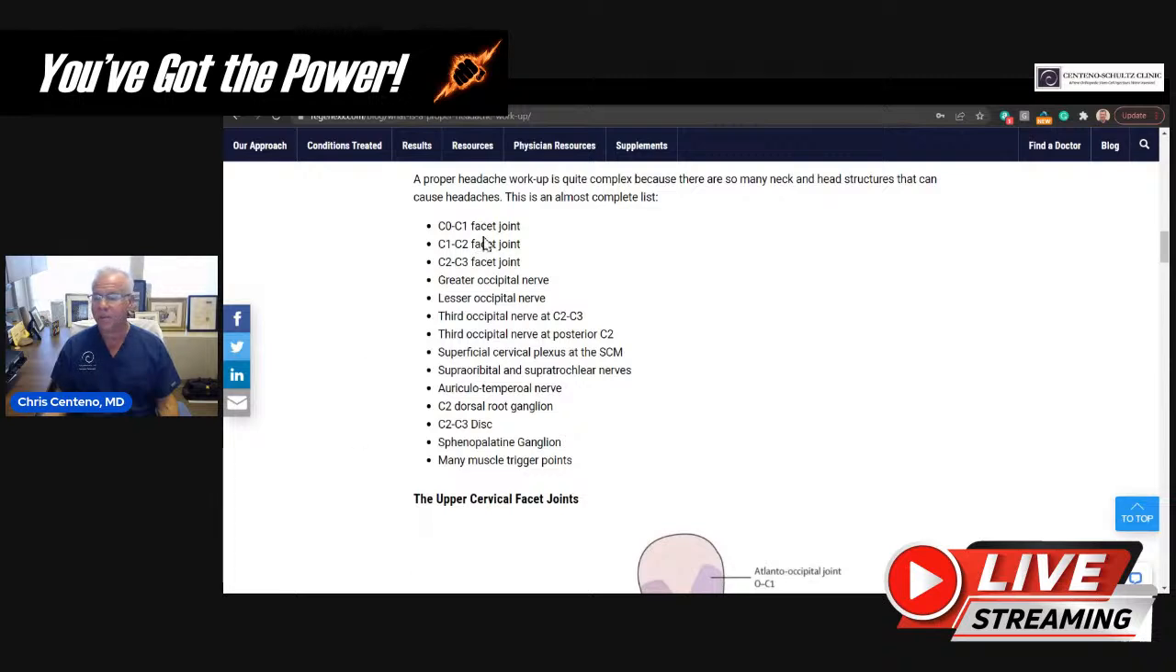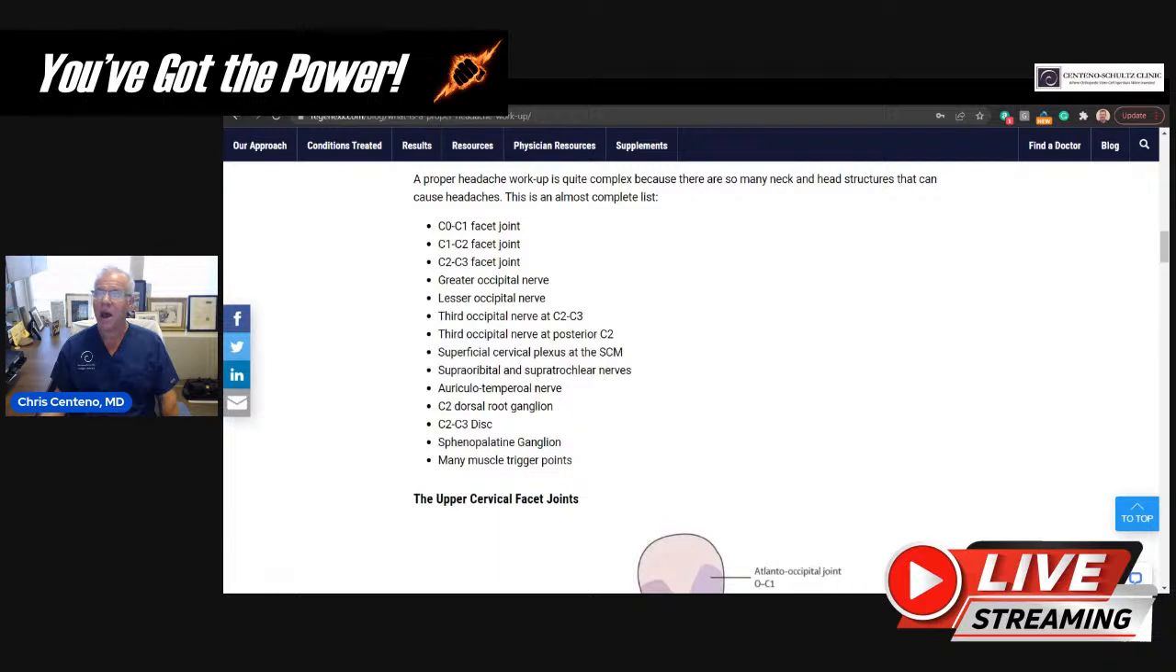So we have all the upper cervical joints up top here: the C0-1 facet joint, the C1-2 facet joint, the C2-3 facet joint. So lots of joints there. That's 6 different joints that would have to be blocked under X-ray guidance. Again, blocking means numbing that structure.